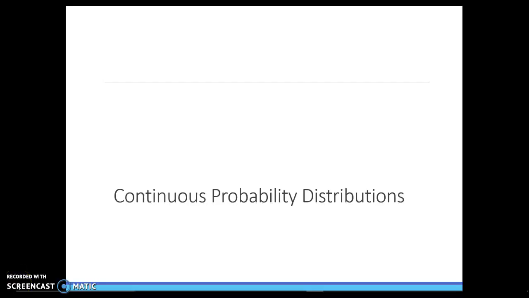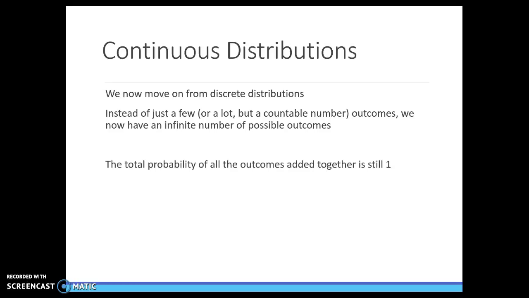So here we're going to start talking about continuous probability distributions. We just finished talking about discrete, where we had a few, or at least a countable, limited number of outcomes. With continuous distributions, we now have an infinite number of possible outcomes. The total probability, when we add them all together, is still going to be 1. We can now work through fractions and decimals and all kinds of different options, some to infinity even.